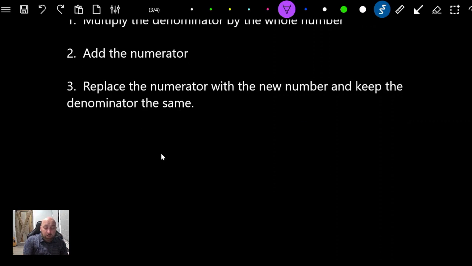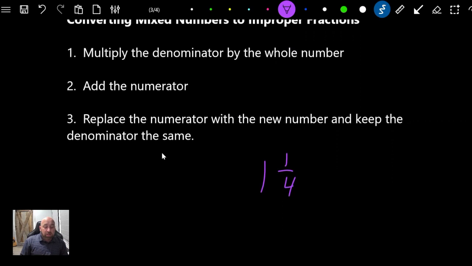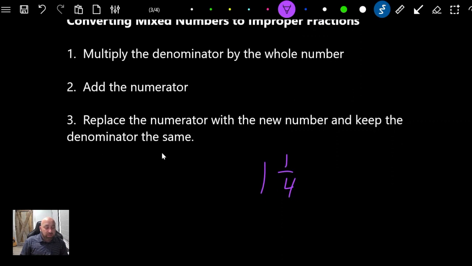Let's do it with our 1 1/4 that we just had, okay? So now let's work through this process. Let's do step number 1. Multiply the denominator by the whole number. So here's your denominator, and here's your whole number. We're going to multiply that, okay? What is 4 times 1? 4 times 1 is 4, okay?